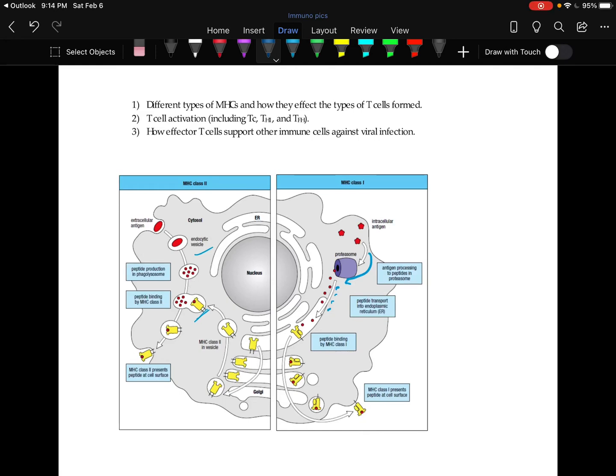In this video, I'm going to discuss the activation of specific effector T cells in response to a viral infection. We're going to go through this video firstly by talking about the different types of major histocompatibility complexes and how they affect the specific T cells being formed. Next, we're going to talk about T cell activation, and specifically cytotoxic T cells, helper 1 T cells, and follicular helper T cells. And then we're going to talk about how those effector T cells support other immune cells against viral infections specifically. So let's get into it.